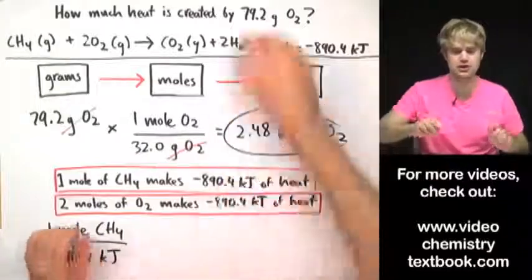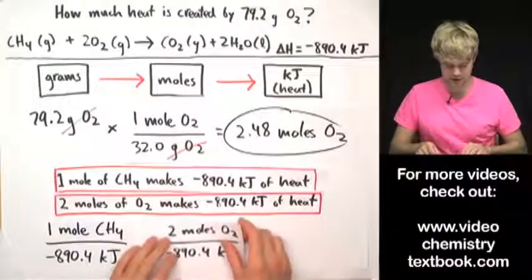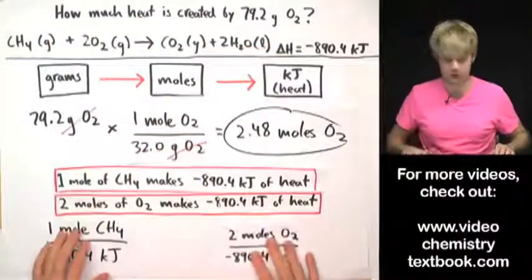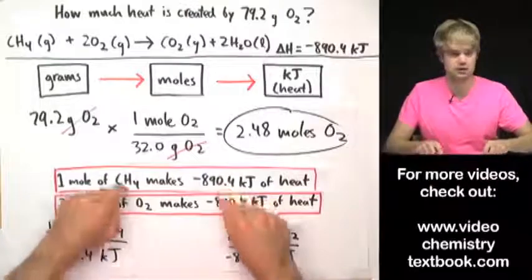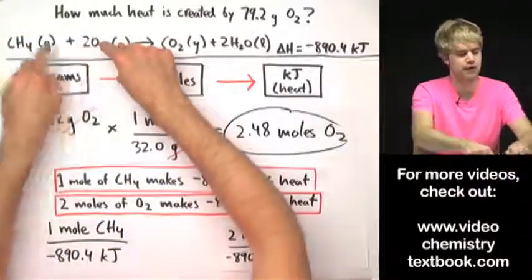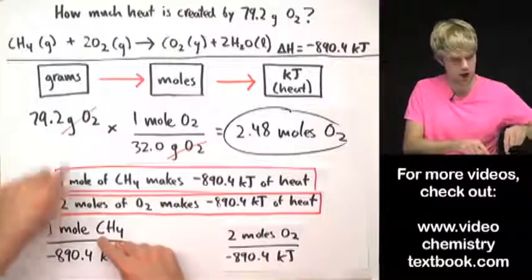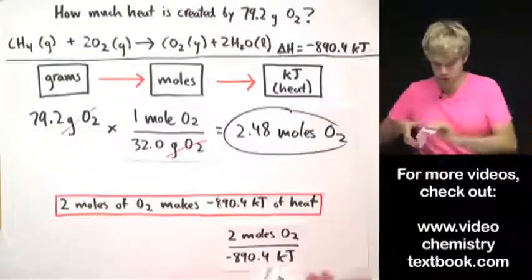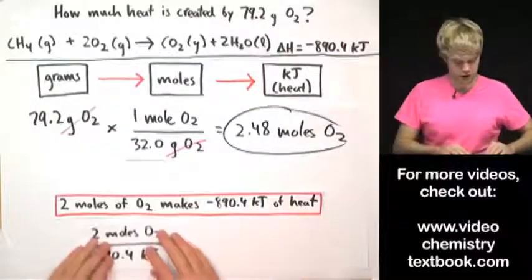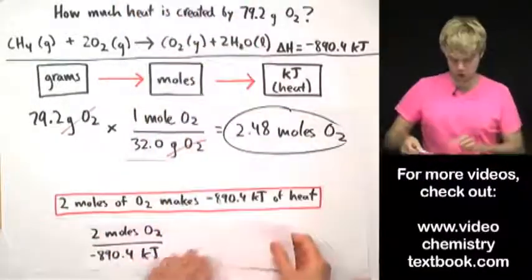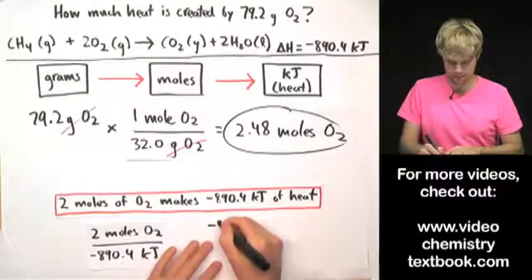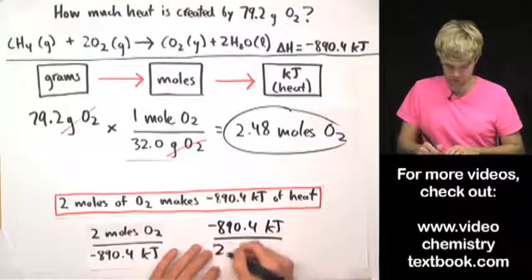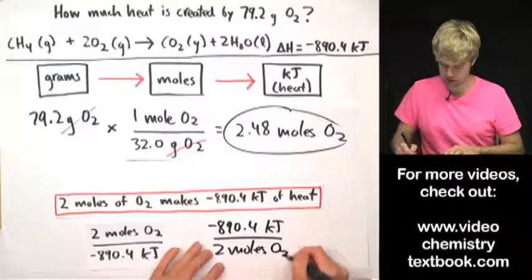So when I'm talking about oxygen, I need to write a conversion factor that looks like this: 2 moles of O2 making this much heat, okay? Don't confuse the two of these. It all depends on the number that you have in front of the chemical. 1 here, 2 here, 2 and 2, okay? So we will use this conversion factor of 2 moles O2, or I can also flip it to get negative 890.4 kilojoules over 2 moles O2, all right?